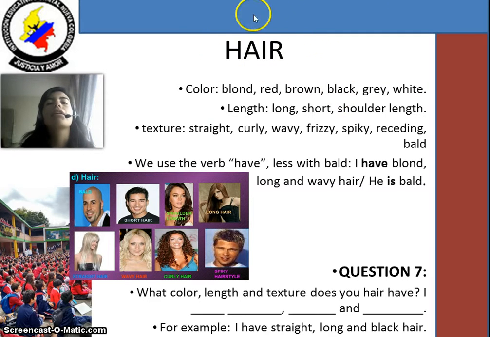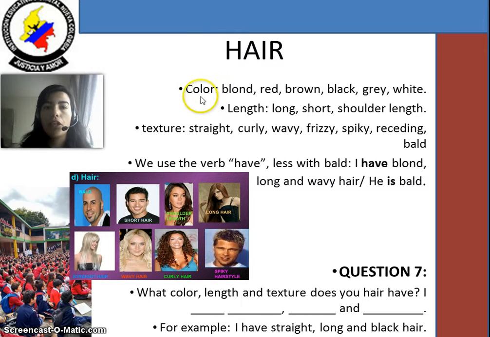Hair. This is another physical appearance characteristic. Esta es otra característica de la apariencia física. In this case, for talking about hair, we have three features: color, texture, and length. Para hablar del cabello tenemos tres aspectos, que son el color, el largo y la textura.